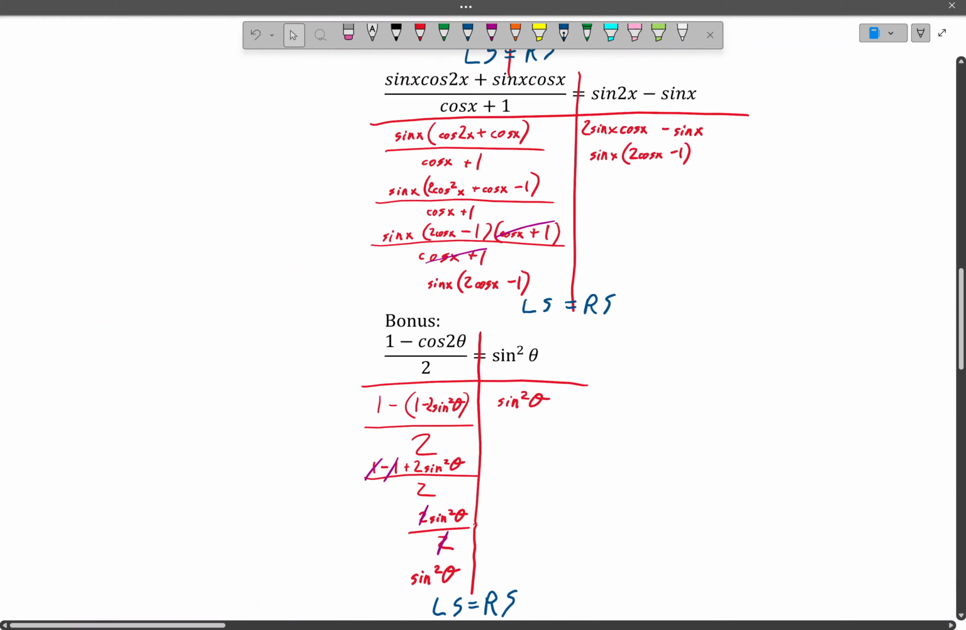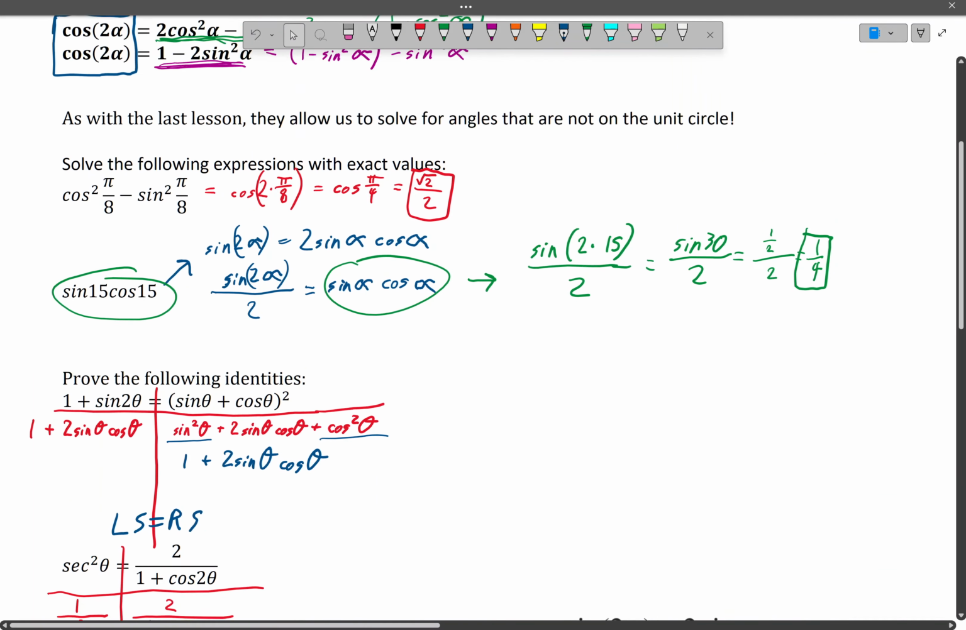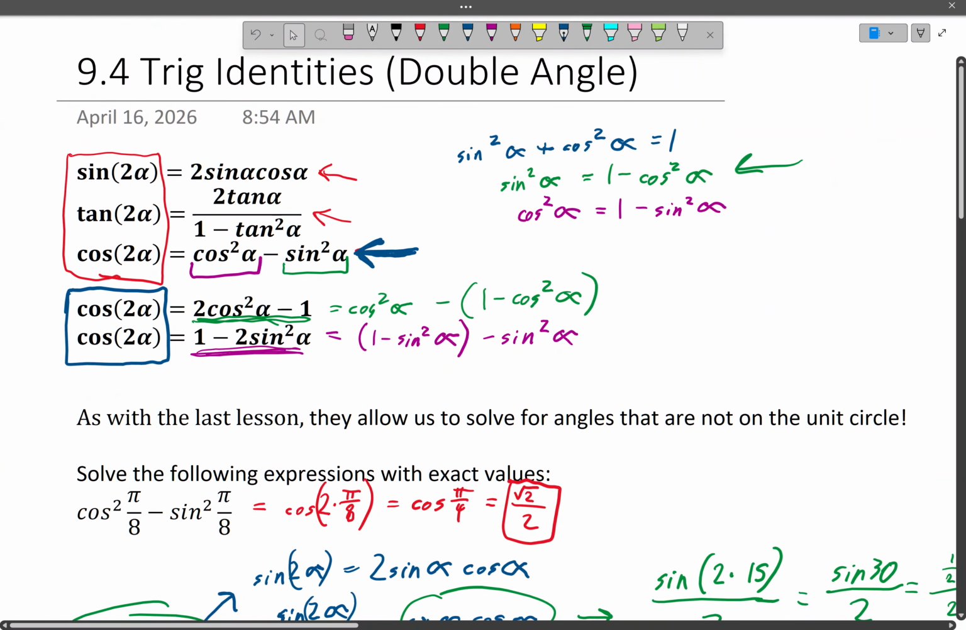All right. I hope this video helped you better understand, especially proofs, but specifically with all of our double angle identities. Hope it helped, and good luck.